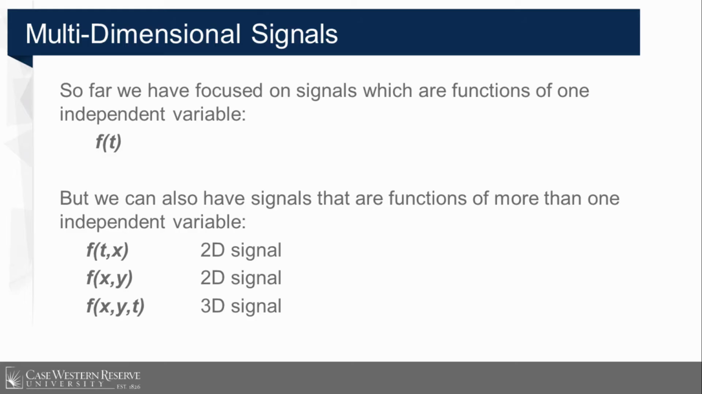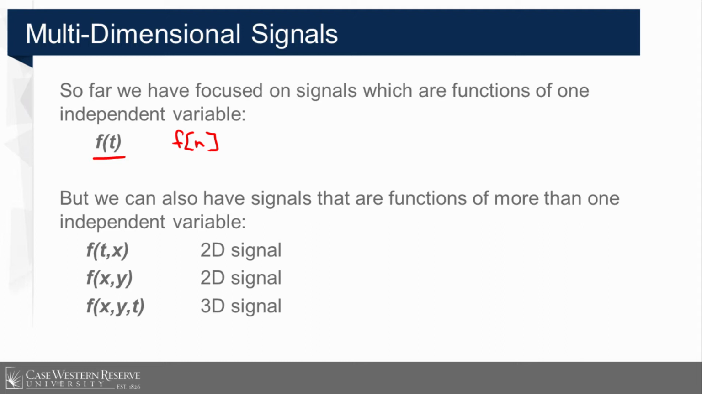So again, so far we've focused on signals which are functions of one independent variable, usually time. And we're denoting these one-dimensional functions as f of t. This is our continuous time signal. We also had f of n if we're talking about discrete signals. However, we can also have signals that are functions of more than one independent variable.